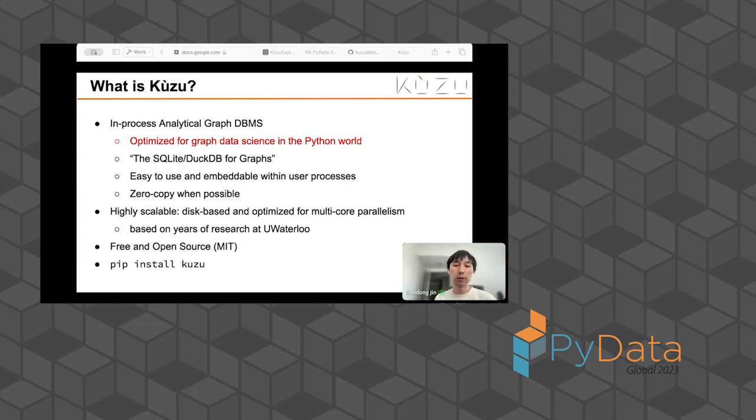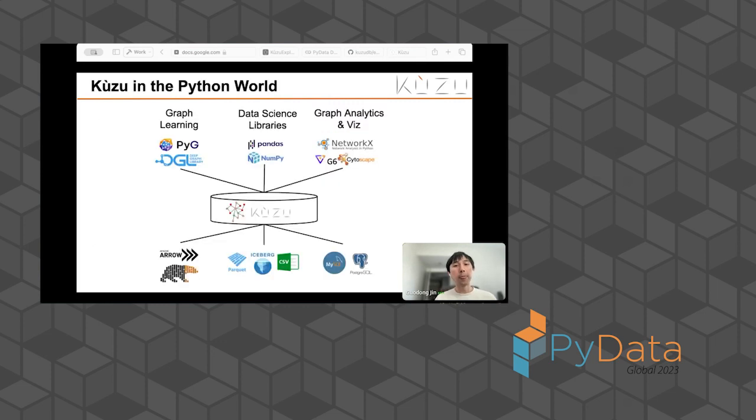And another dimension to differentiate Kùzu from other system libraries is that we actually aim to be a highly scalable one, even as a single node system. So it is disk-based, and it is also optimized for multi-core parallelism. Some of the techniques are based on our research works and our understanding of the state-of-the-art techniques. So lastly, Kùzu is free, and it is open source with an MIT license. So you can give it a try and do anything you want on top of it. And it's also easy to install as a Python library. Just do a pip install Kùzu.